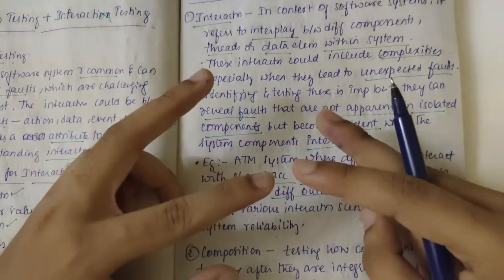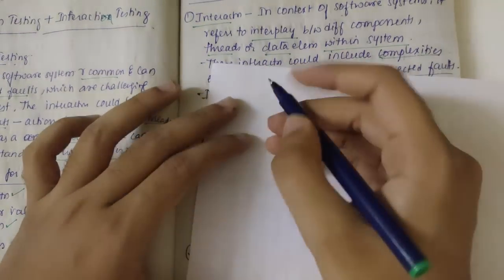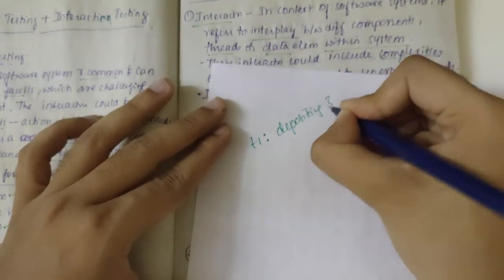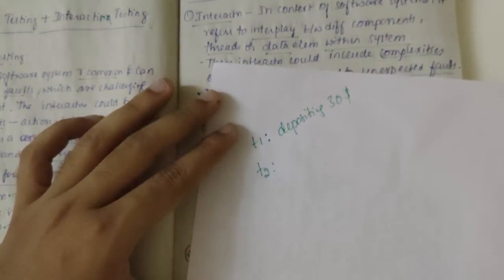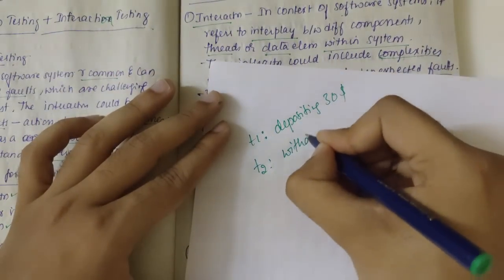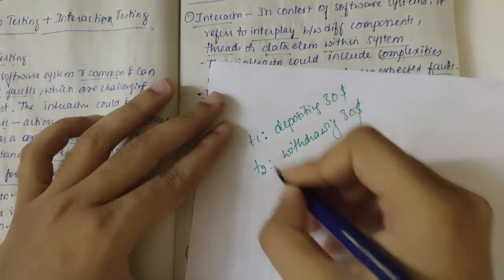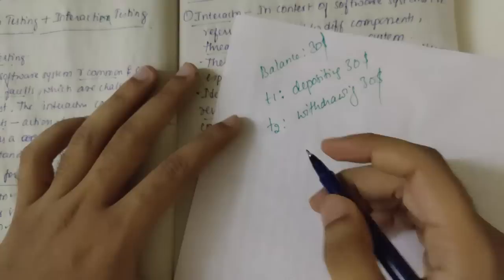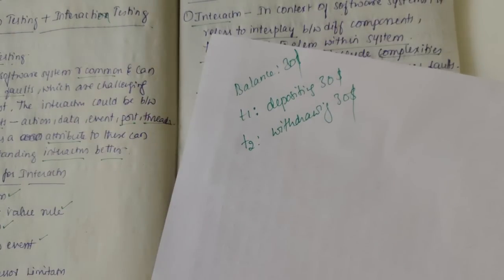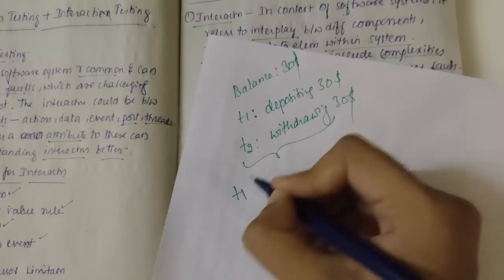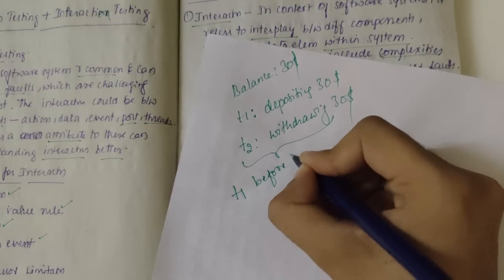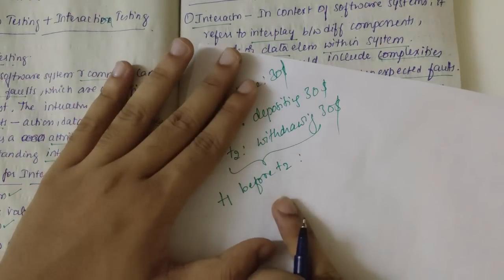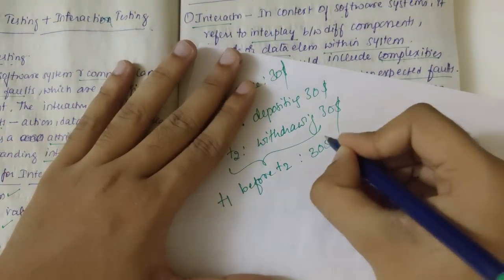So let's consider two transactions. T1, I am depositing $30, and T2, I am withdrawing $30. The balance was $30 initially. Now the sequence in which the execution happens also matters. If T1 is happening before T2, then the balance would be $60, and withdrawing $30 means I'll be left with $30.